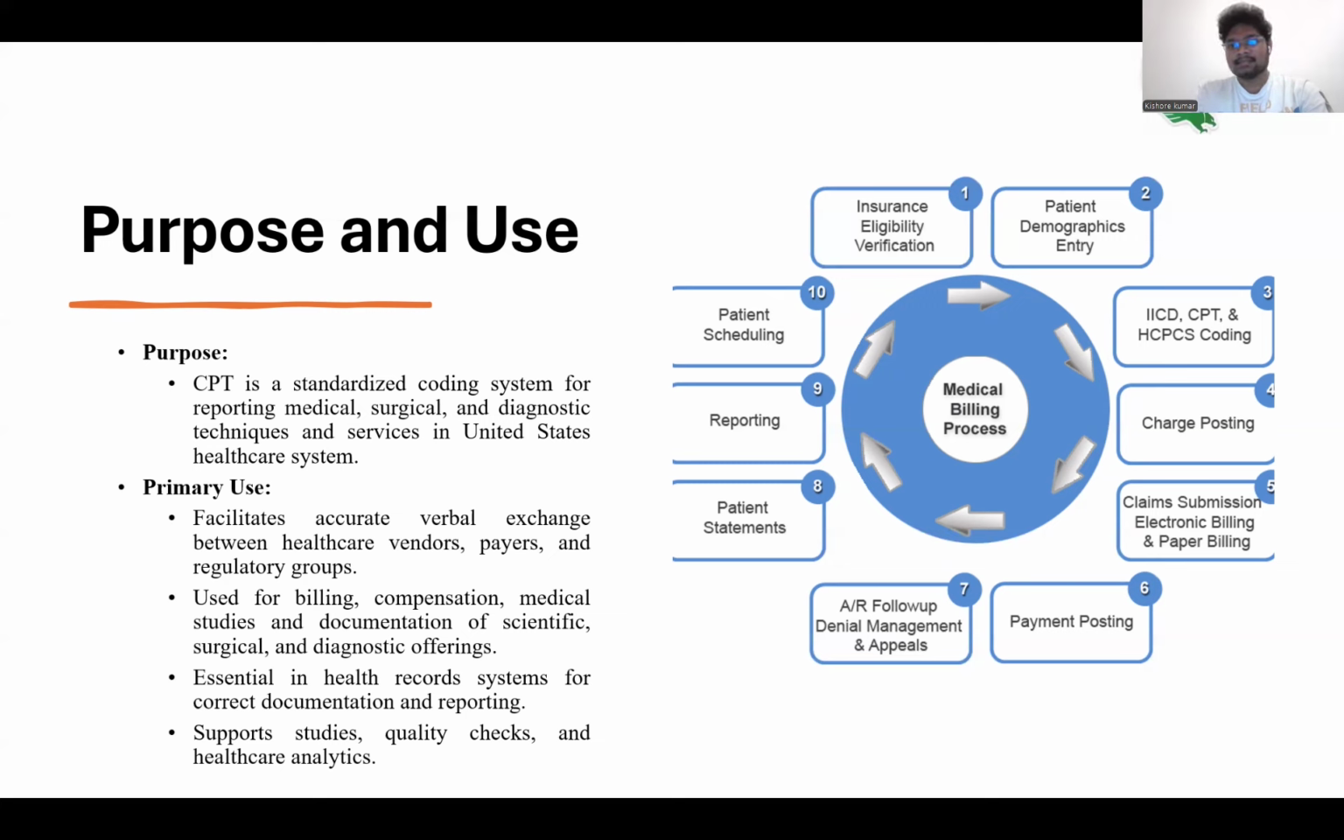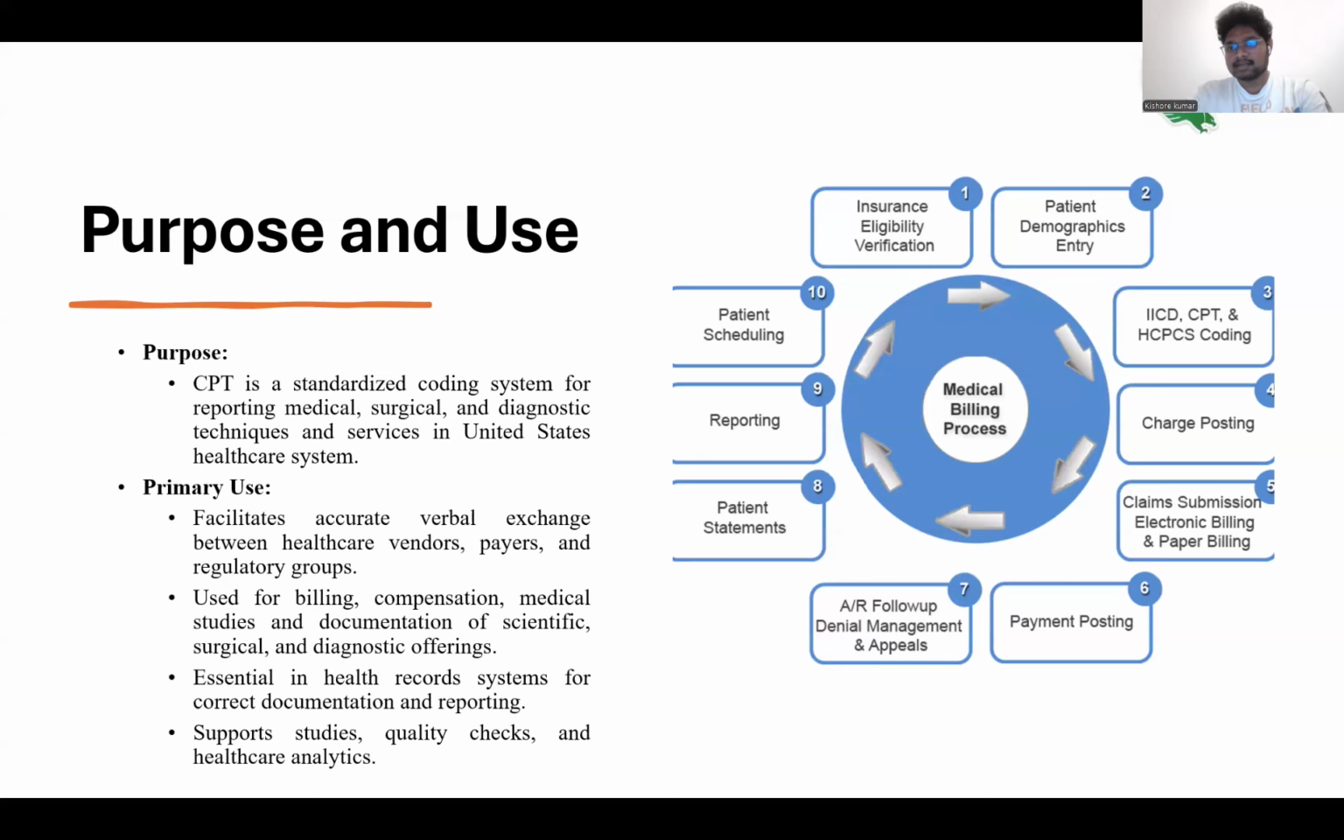And why is CPT important? As we already explained, it is a standardized communication technique for healthcare providers. It provides a common language for healthcare professionals, insurance providers, and regulatory bodies, and facilitates billing and reimbursement. Accurate coding ensures that healthcare providers are compensated for the services they provided.